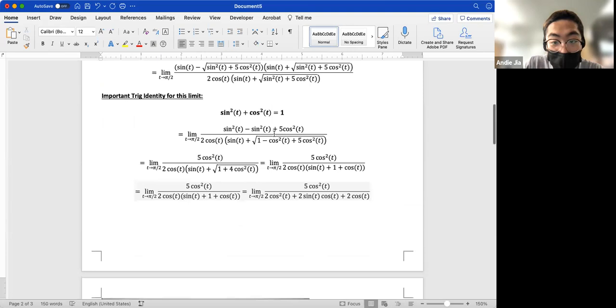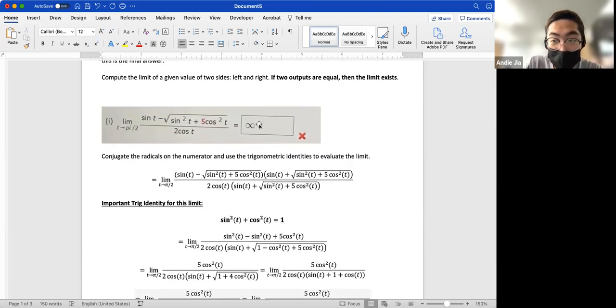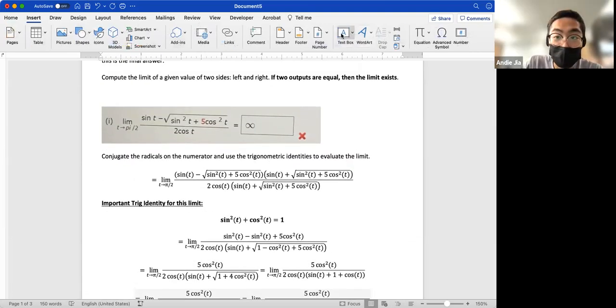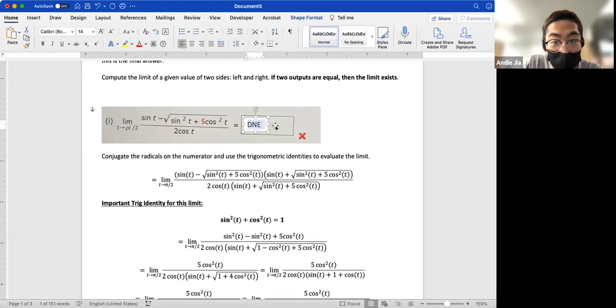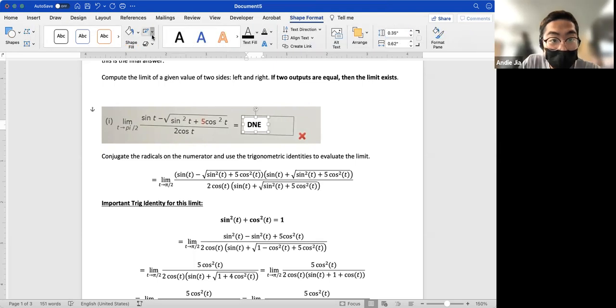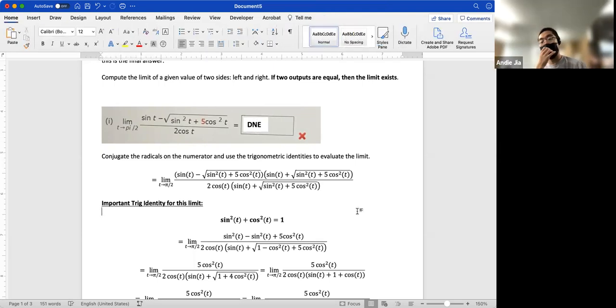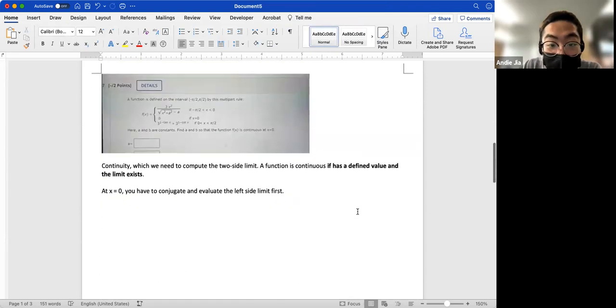Otherwise, just say the limit does not exist, if you can't solve it or whatever it is. And then for some limits, you need to conjugate the limit.